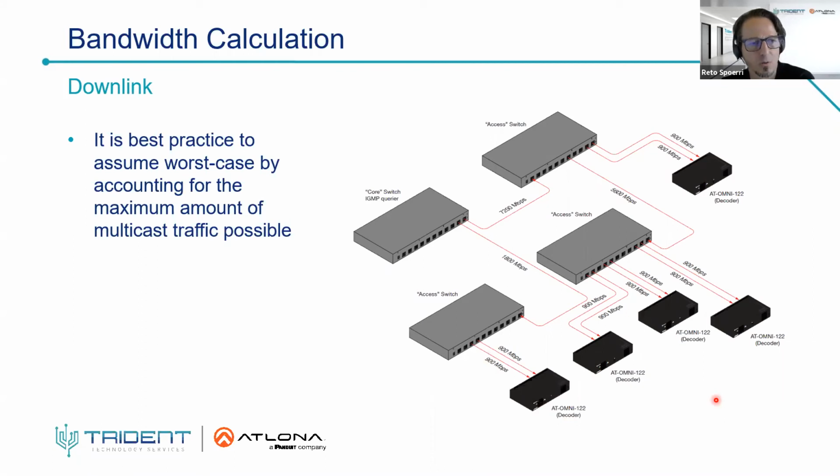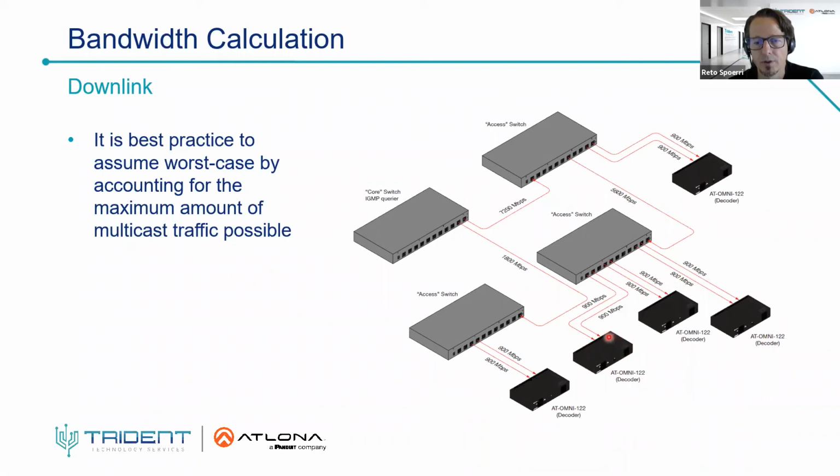So best practice is always to assume worst case. That means all the decoders will show a different source. Because the best case scenario, if let's take this switch here and those three decoders, they have 6 outputs. So they are connected to 6 displays or 6 projectors. If there is a situation where all those 6 displays have the same source, then on this link, instead of 5,600, we will only have 900 megabits per second.